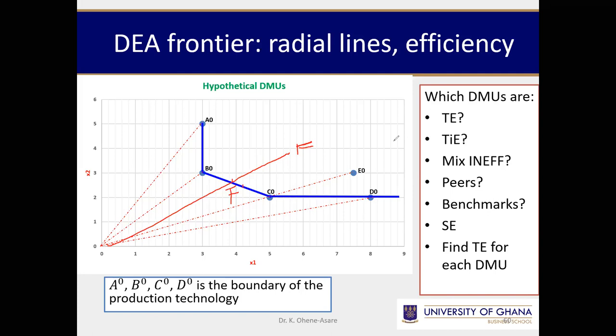That's wrong. It's mixed efficient because when you trace it to the line, you don't have to change the mix. When you look at the radial line and you trace it all the way and it hits the radial line, that's it. That point is an efficient point. It's a strongly efficient point. It is only when you trace it and it hits the horizontal or the vertical section of the graph that you determine it's mixed inefficient and then you correct it. Does it make sense? Yes, please.